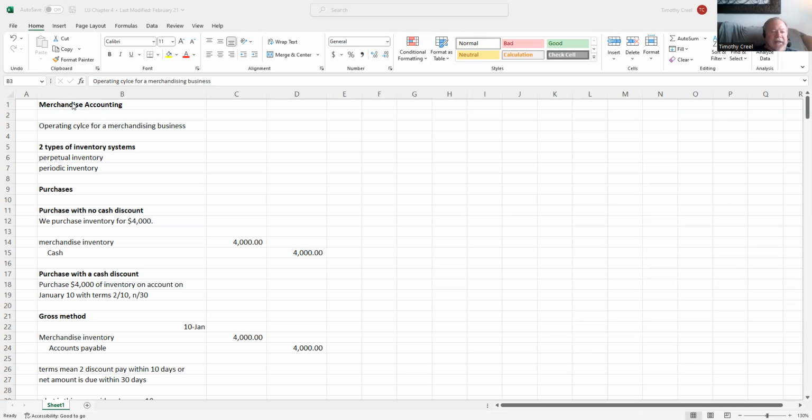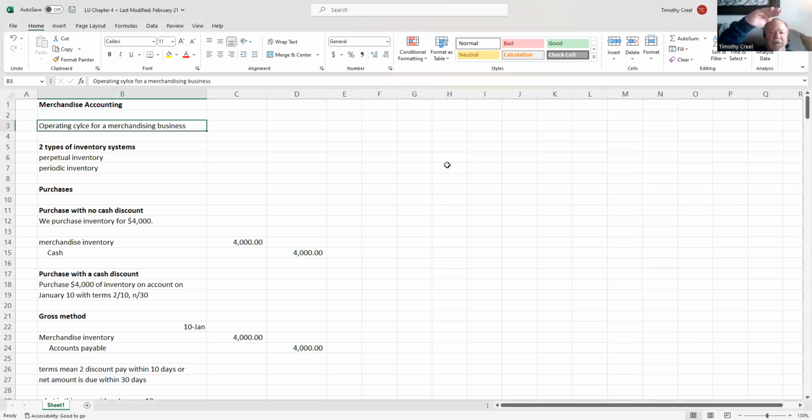So, merchandise accounting. There's an operating cycle for this type of business where they purchase inventory, they sell that inventory, and they collect from customers. And then that starts all over again. They purchase new inventory, sell that inventory, collect from customers, and it's a continuous cycle. Now, there are two main types of inventory systems. You've got perpetual and you've got periodic.